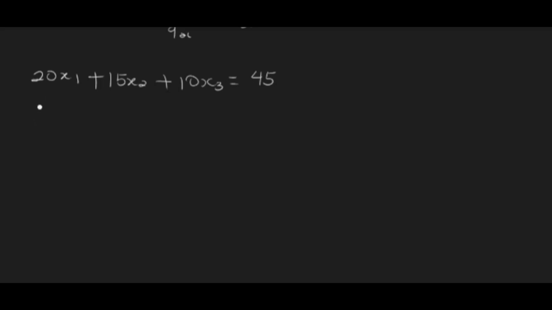Then I have negative 3x1, so negative 3x1 minus 2.249x2 plus 7x3 is equal to 1.751.